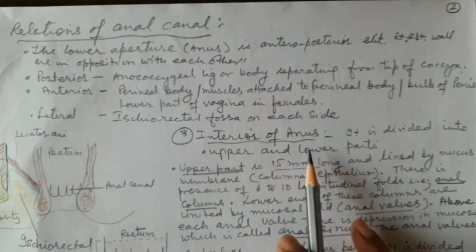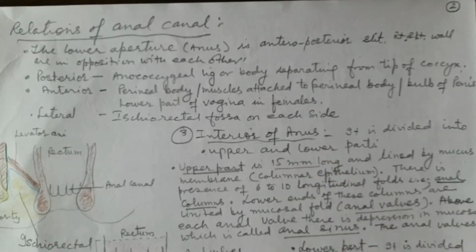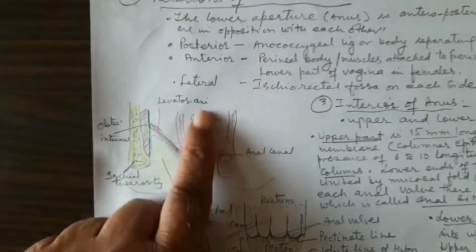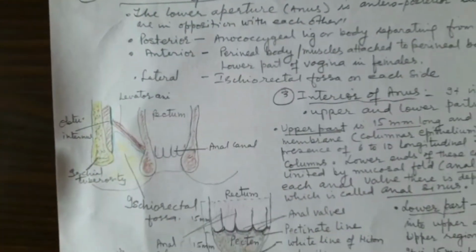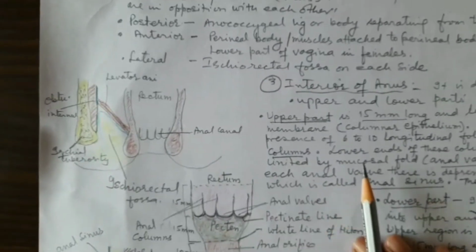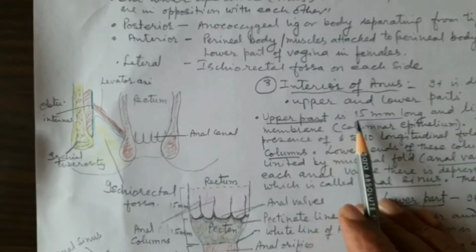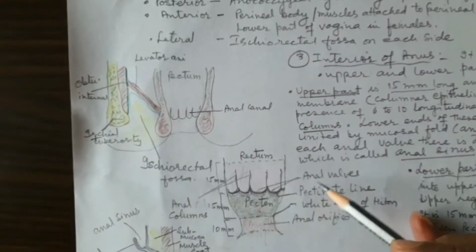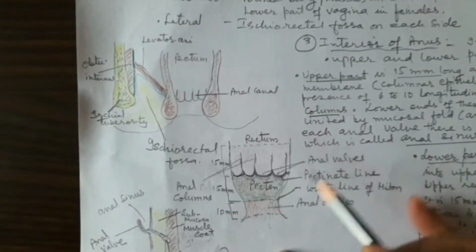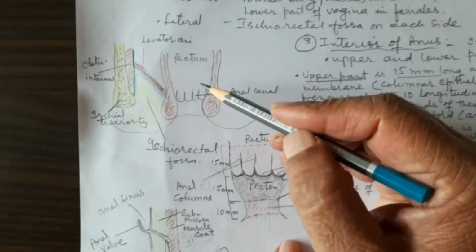And for the interior of the anus, I will use a coronal section passing through the anal canal. Okay, anal canal. Now, it is divided into an upper and a lower part. That means the anal canal is divided into upper and lower parts. Let us see first in this diagram.